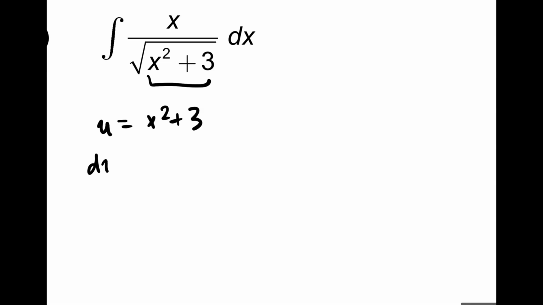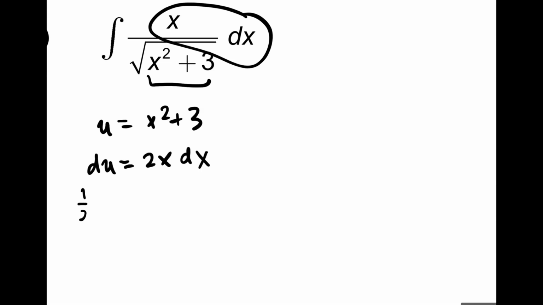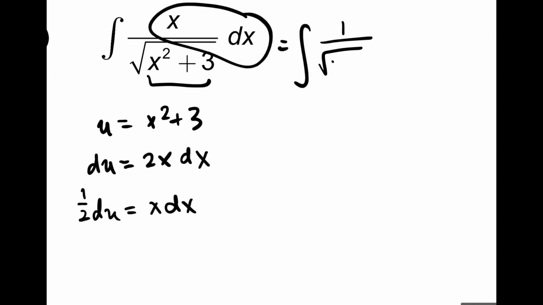Take the derivative, du is going to be 2x dx. I don't have 2x dx, I have 1x dx. So I'm going to say 1/2 du is equal to x dx. So let's rewrite the integral. We have the integral of 1 over the square root of x squared plus 3 times x dx. Notice this is going to be 1/2 du.